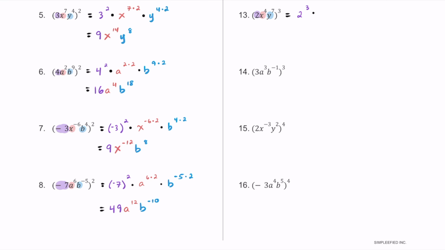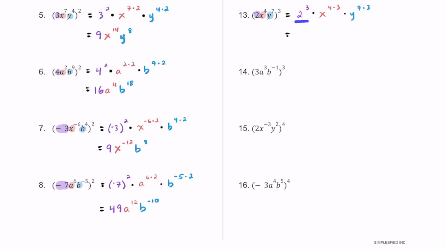And then what we're going to do next is we have this x to the 4th power, and we have 3 of those, so we're going to multiply 4 times 3. And then for our y's, we're going to have this y to the 7th power from inside, and we have 3 of those, so we have 7 times 3. Okay, so let's put this all together.